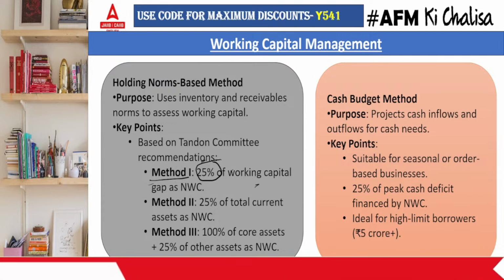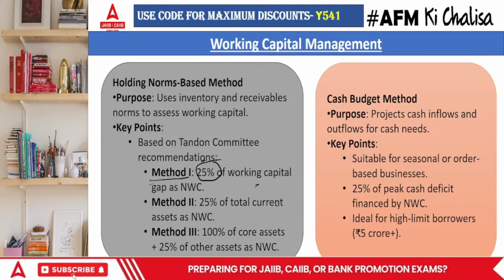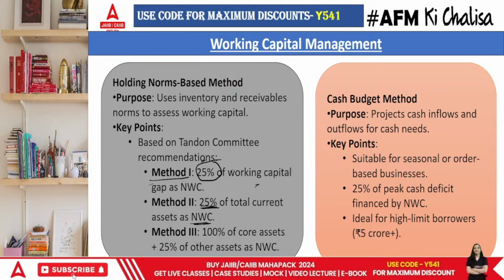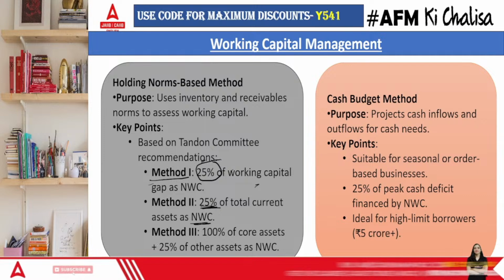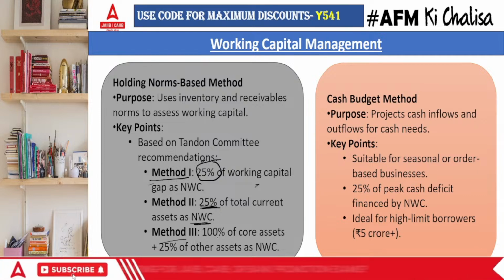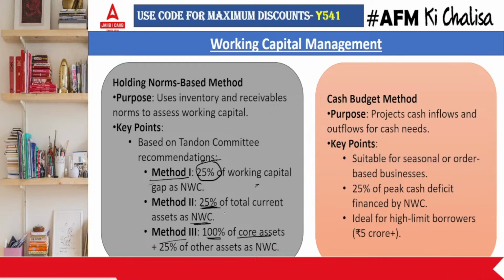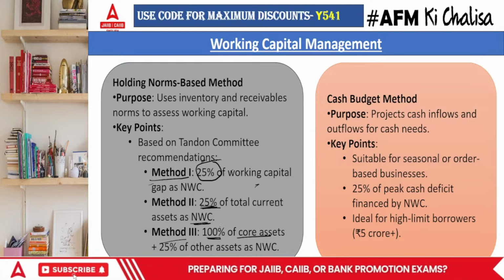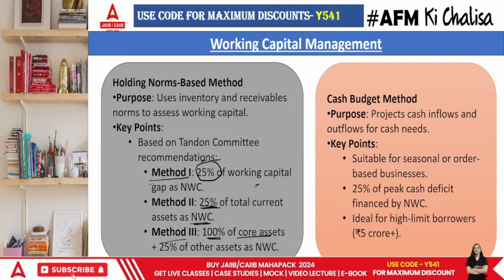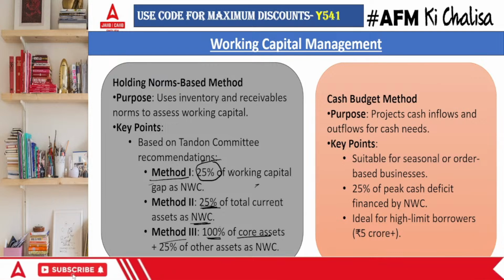Under method 2 you find the total current assets as net working. In this case you take 25% of total current assets. Then under method 3 you take 100% of your core assets. In the first case you find the current working capital gap, CA minus CL. In the second case, 25% of current assets. In the third case, 25% of other current assets, and 100% of the most important assets are taken.